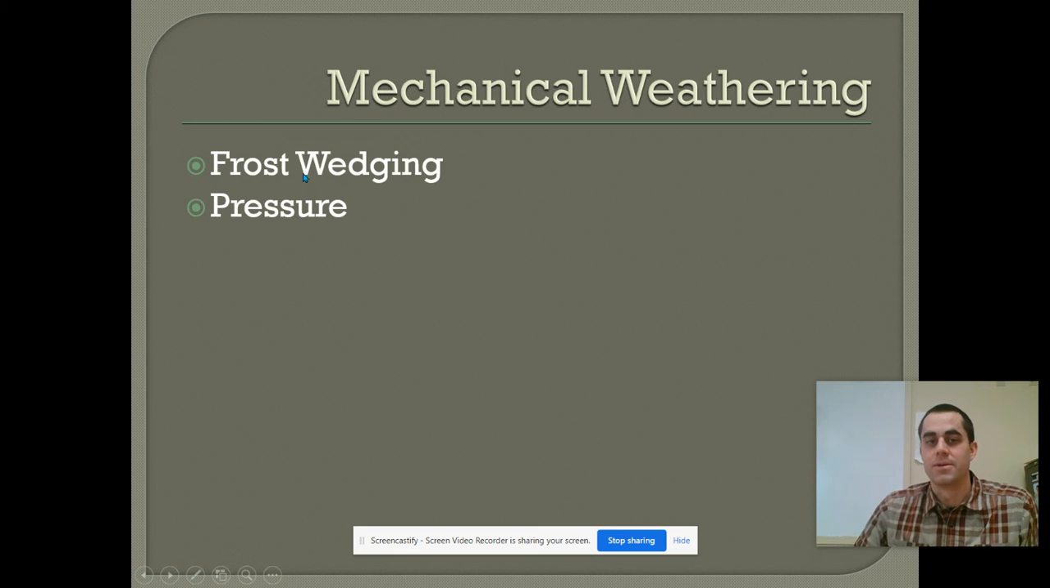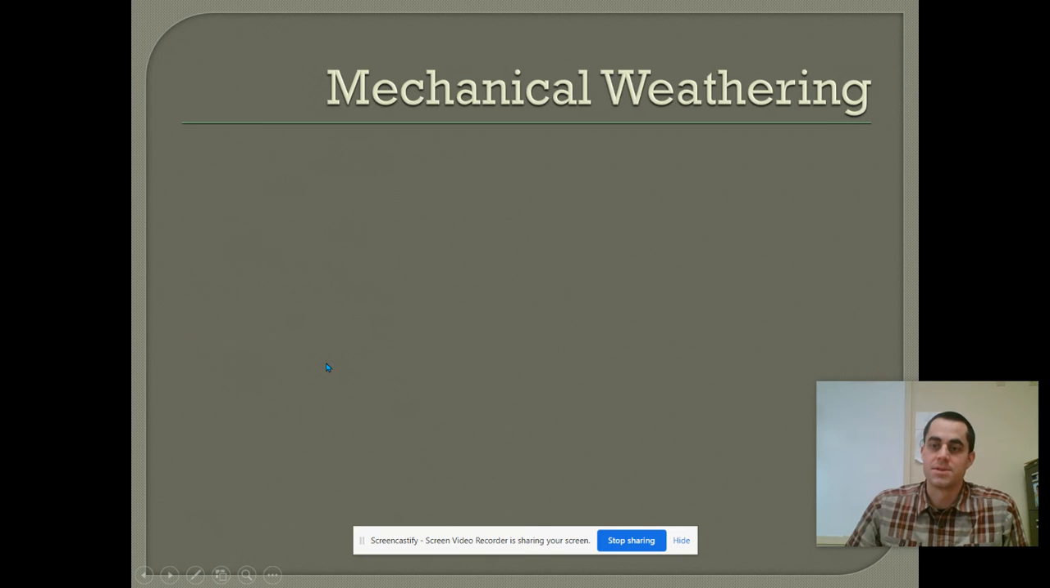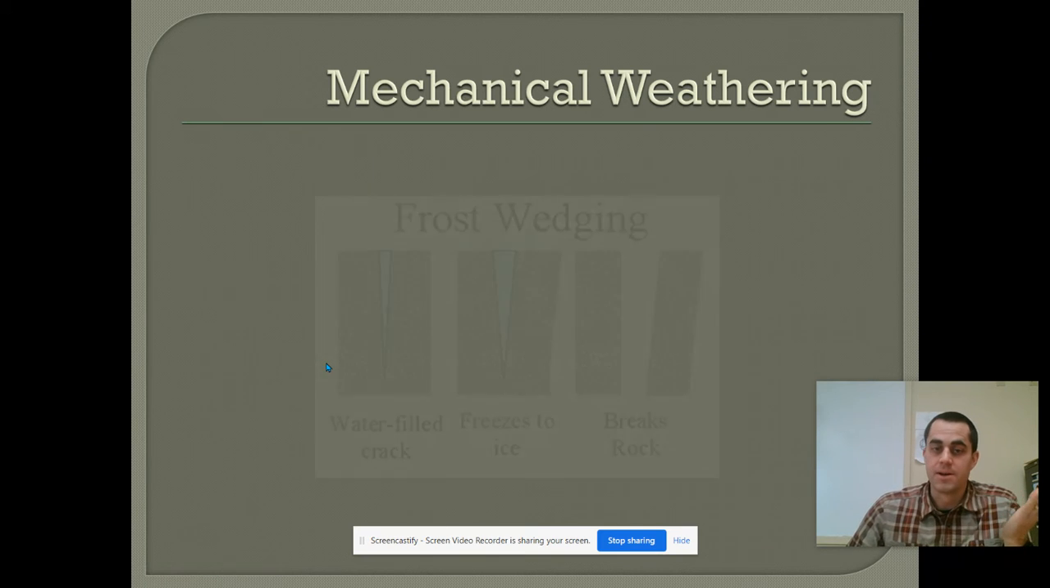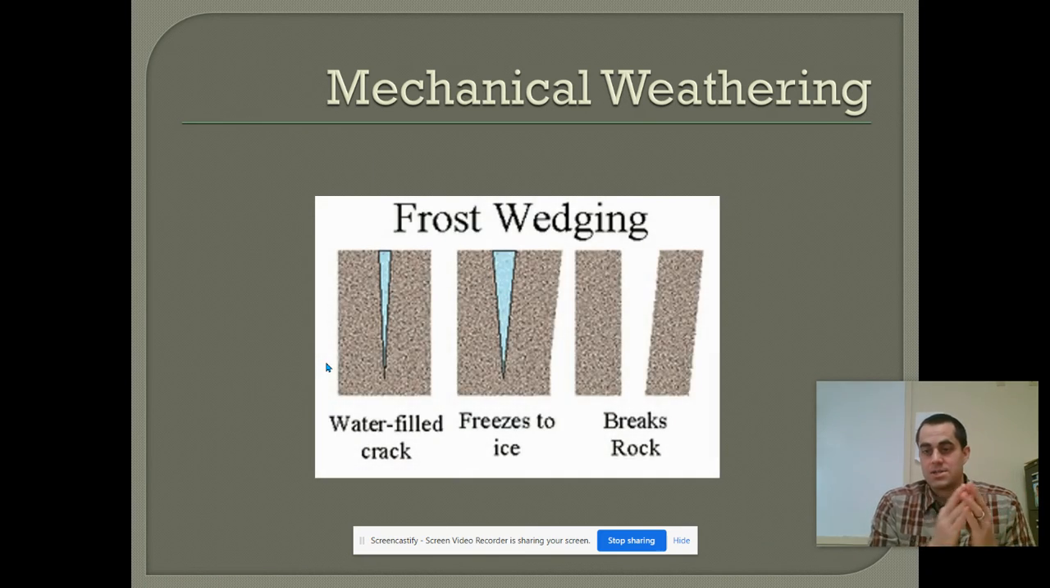These are the two most common. The first is frost wedging. As you can imagine, this happens a lot in Montana, in like Glacier Park, where there's little cracks in rock and water seeps into those cracks. And as the water freezes, that ice expands, or ice is bigger than water. So it actually causes the rock to expand, and then it just keeps doing that. More water sinks in and expands, and finally it cracks.